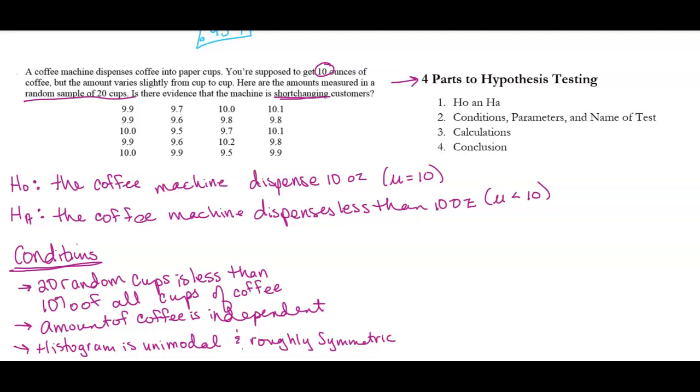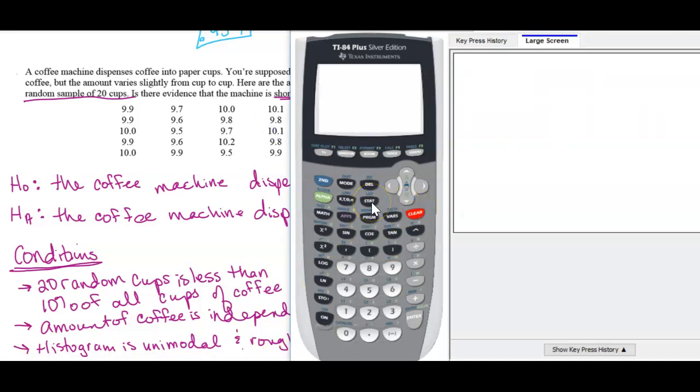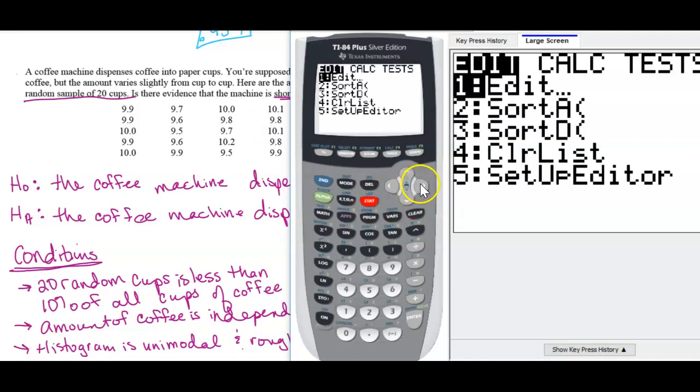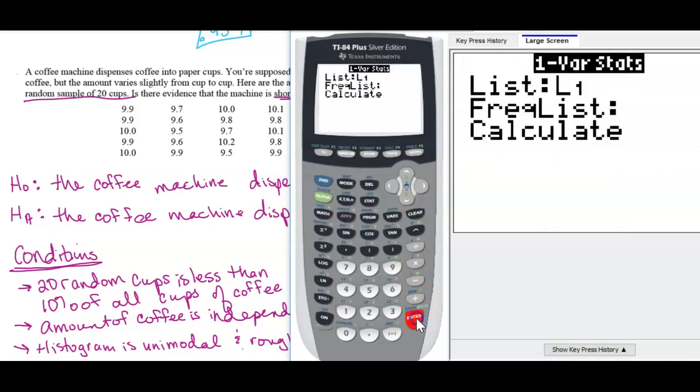Okay, so now we got our conditions, our parameters. So our mu is 10. Now we have to find our standard deviation. And so let's go back to our calculator. Okay, and we're going to go Stat, Calc, 1-Var Stats, and everything's in L1.